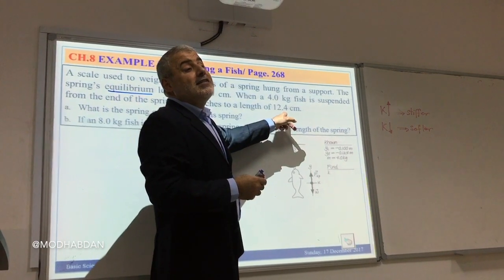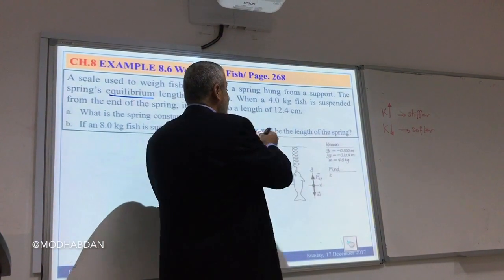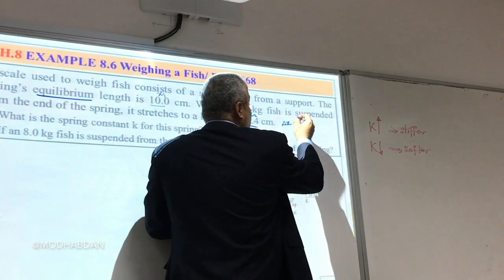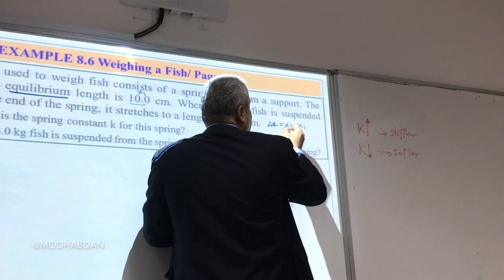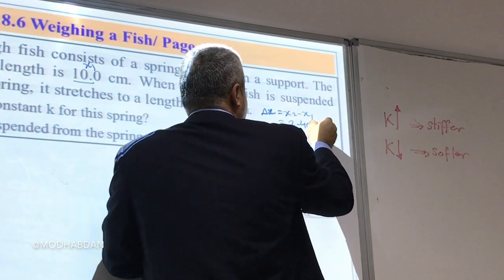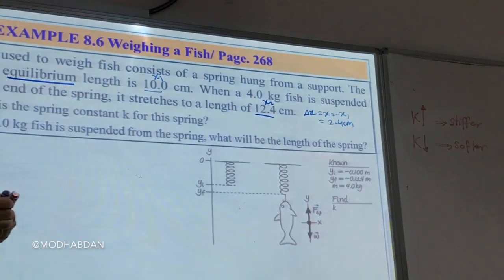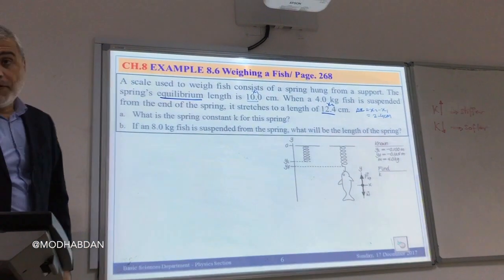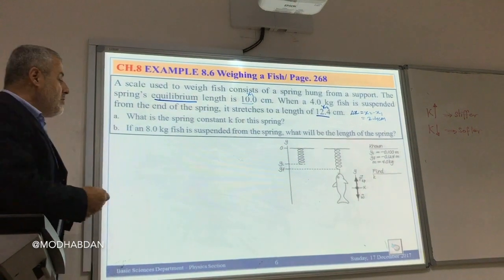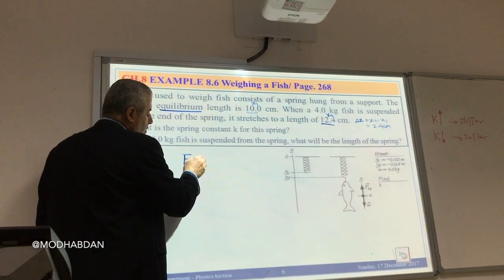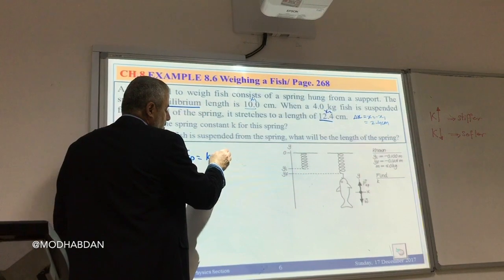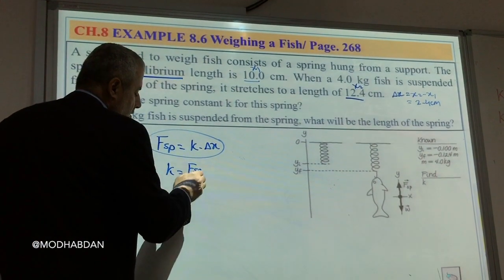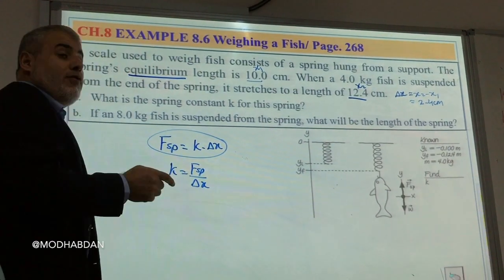How much is your delta X now? 2.4. Now, this is X2, so you can say delta X simply. You can calculate it's X2 minus X1, so it is 2.4 centimeter. Is that clear? Now, what is the spring constant for this spring? When we write it simply, F spring is equal to K delta X. I can write that K is equal to F of spring over delta X.